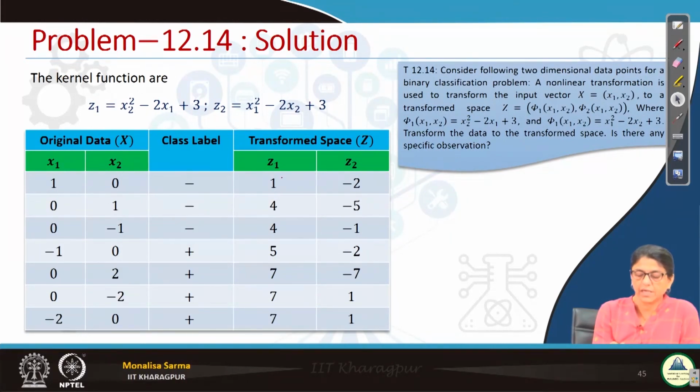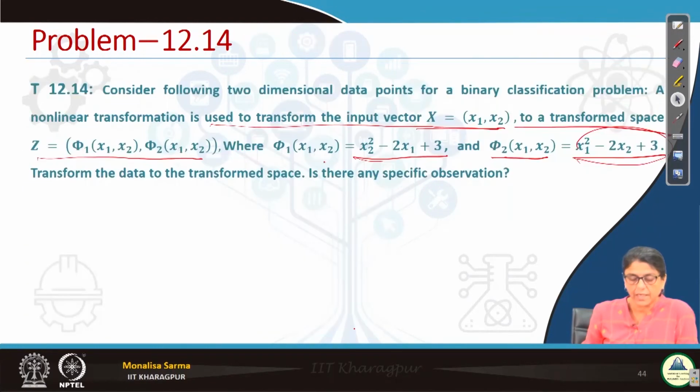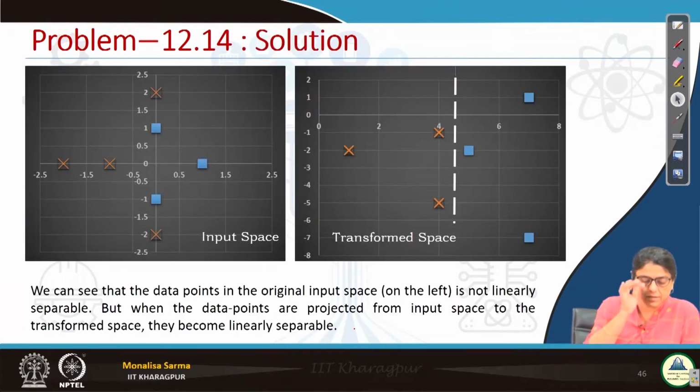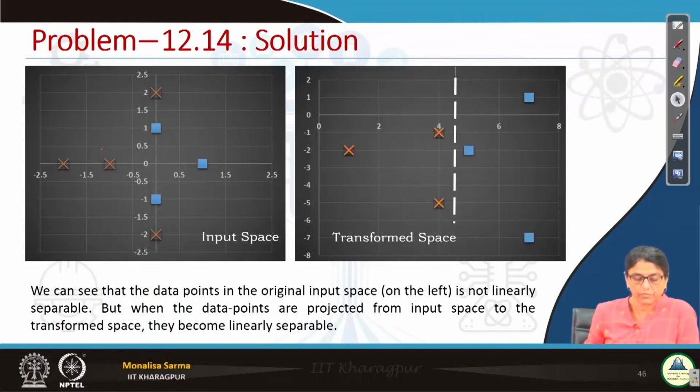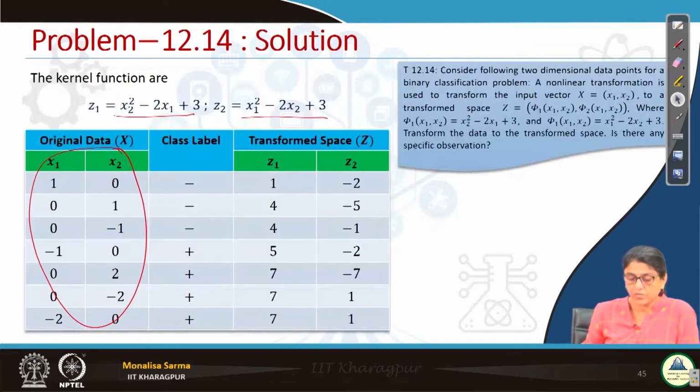Now from this original data I tried finding my z values, z1 and z2. This is z1 and this is z2. These are also two attributes, so this is also two dimensional. I tried plotting this data. When I plotted it, from this figure we can see they are not linearly separable, isn't it? Now once I have transformed it, these are my values.